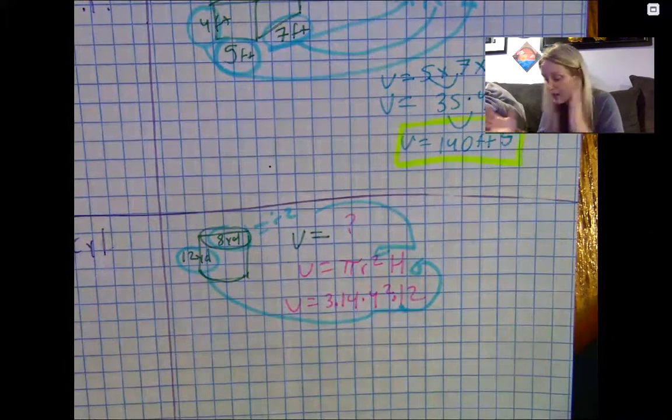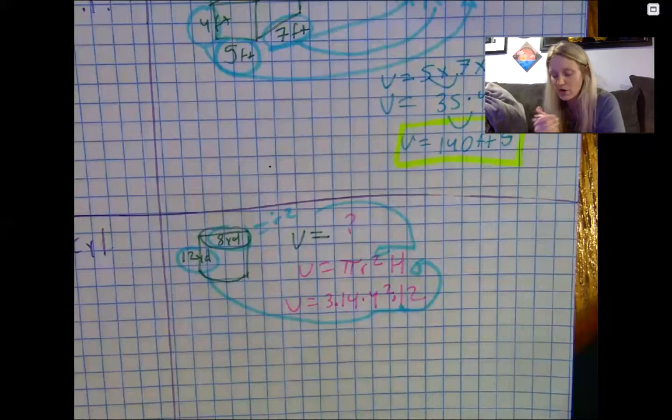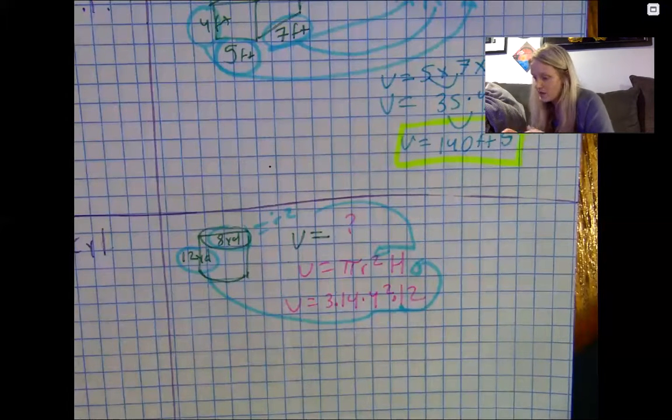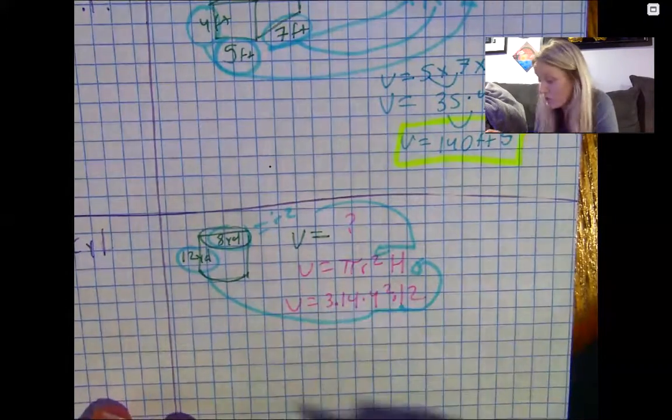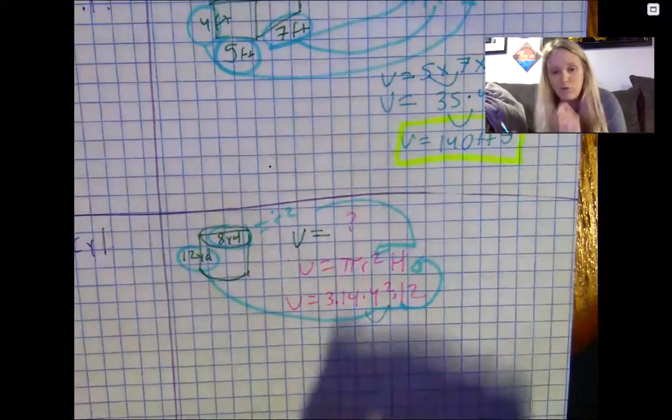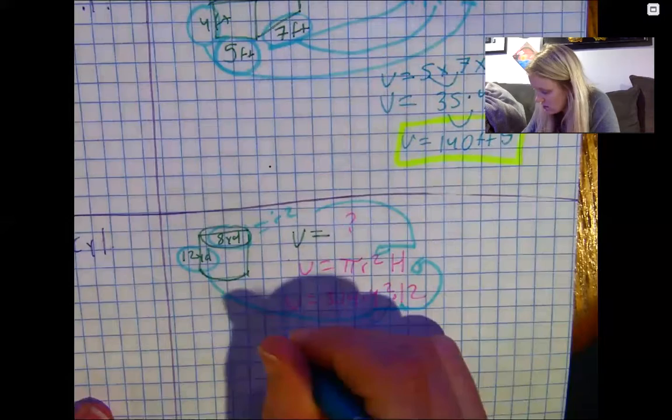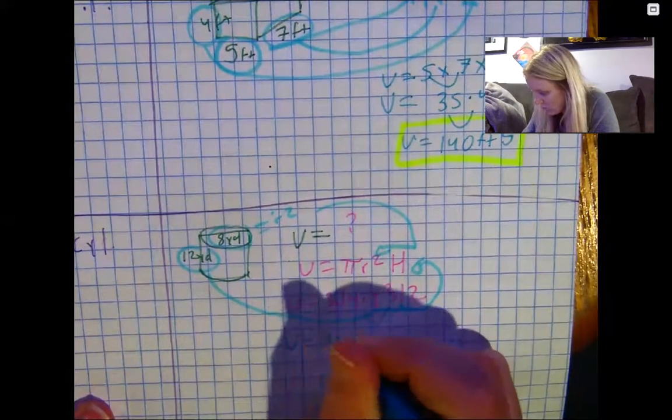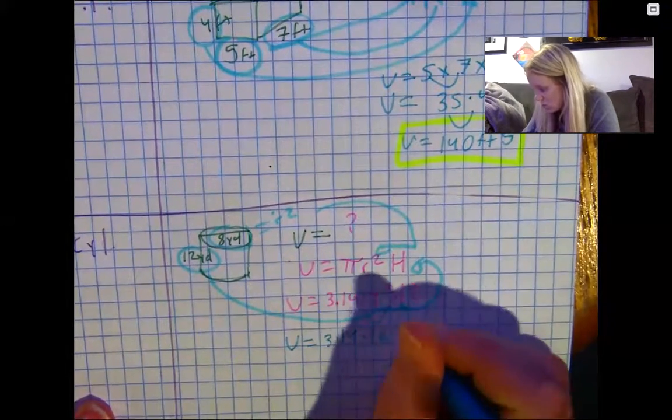Now I have to follow the order of operations. I took an oath in Ms. Minch's class. I don't just say I'm going to follow it and then not do it. I follow it. I stick to my word. Okay, so parentheses, nope, exponents, yes. 4 times 4 is 16. So volume equals 3.14 times 16 times 12.